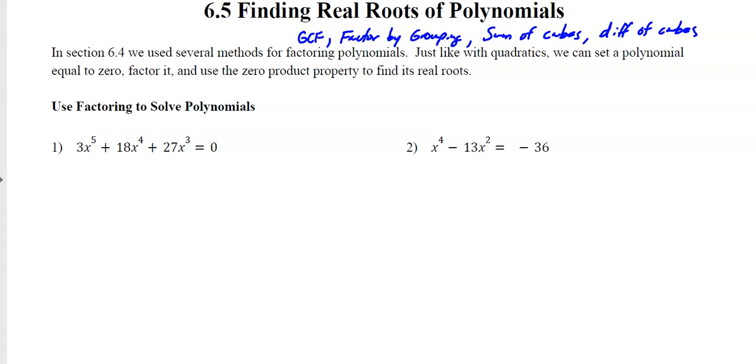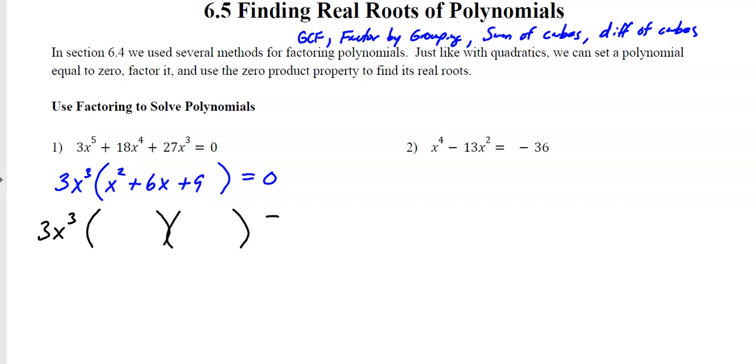On the first one, the first thing I see is that I could pull out a greatest common factor of 3, and then the smallest x power, x to the third. So I'm going to pull out a 3x to the third. Then I'm going to think about the distributive property and how I could get back to my expression up above. So this would be 6x, and this would be 9. Now when I break this down, I'm going to have 3x to the third times, and I'm always going to want to try to keep going if I can. And I think if I factor that, it's actually x plus 3 squared, or x plus 3 times itself.